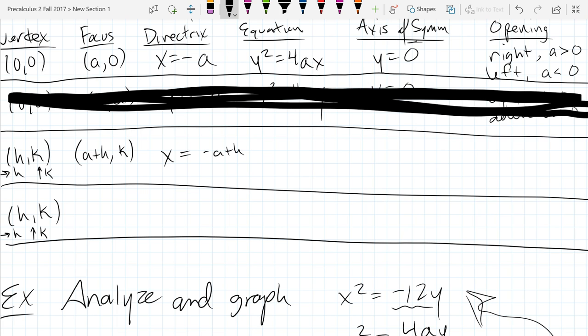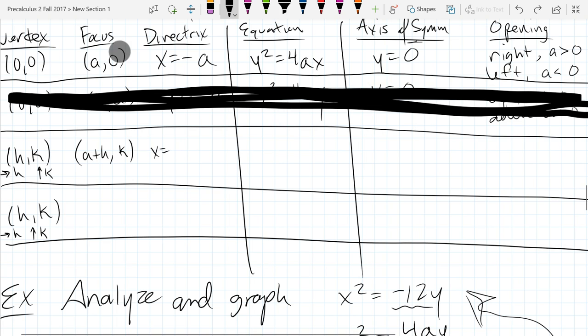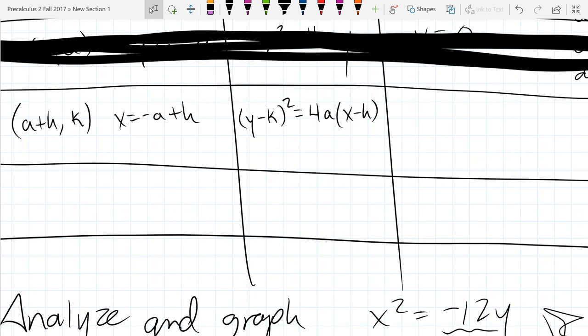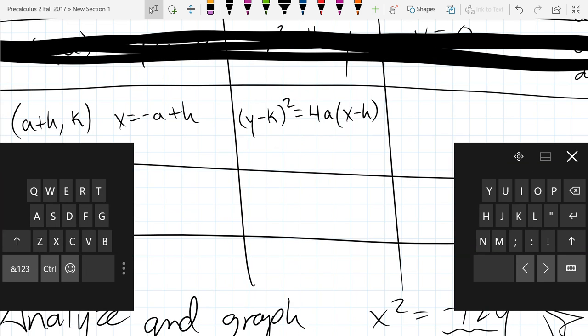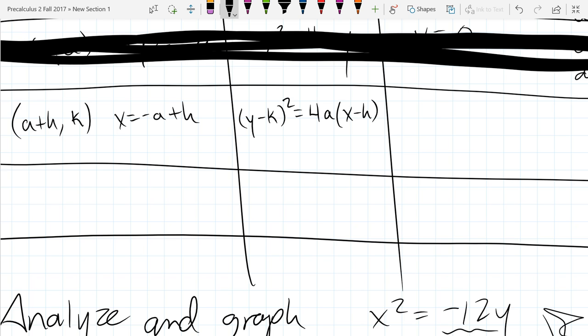Now our equation is going to be a little bit trickier. And now I need to write this smaller so I can fit everything in. Our equation is going to be a little bit more complicated. So wherever I see a y, I'm going to replace it by y minus k. And that needs to be squared equals 4a, where I'm going to replace x by x minus h. So this might seem like we're moving down k, because you see a y minus k, and it looks like we're moving left h, but that's actually not the case.